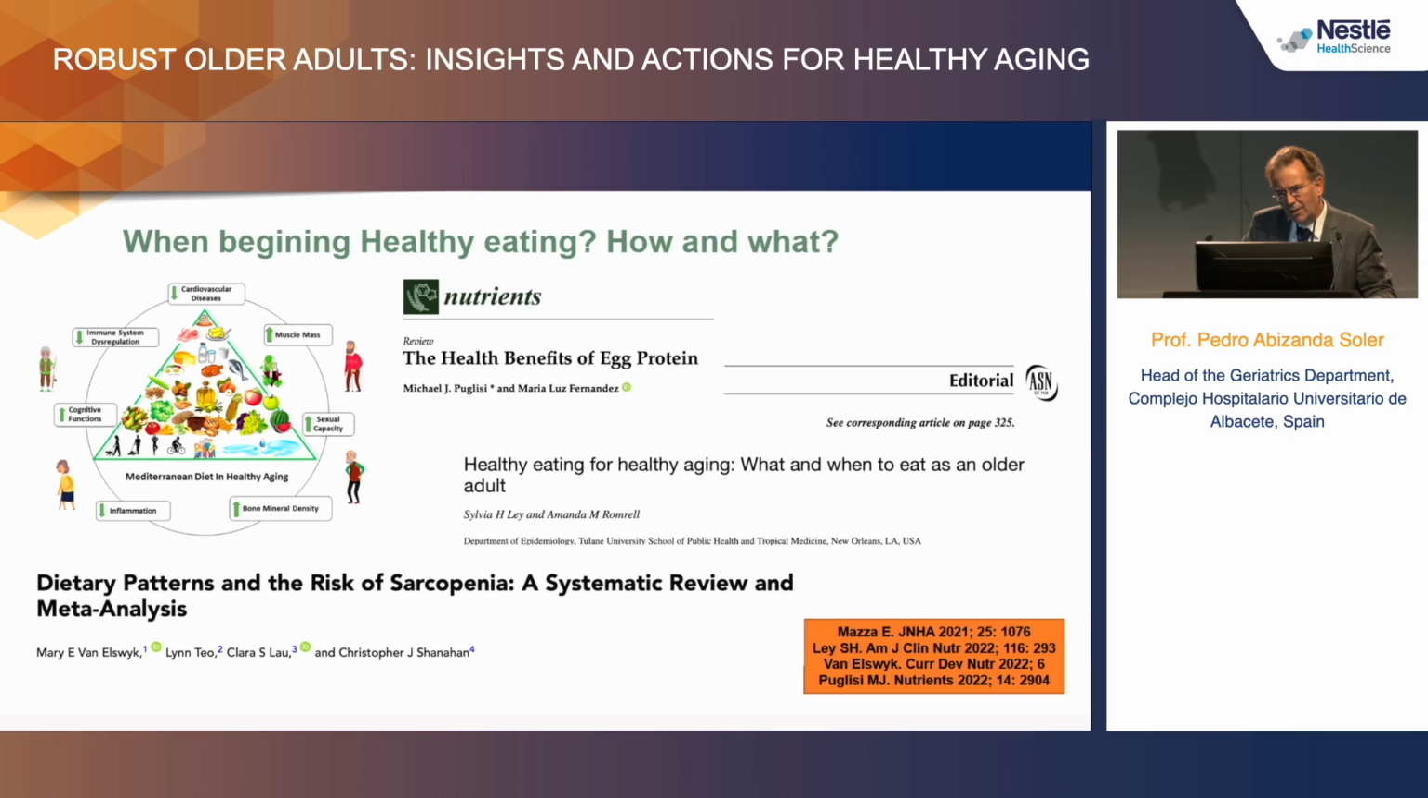But we have many questions that I think some of them will be addressed today. We really don't know when to begin healthy aging. At 30, at 40, at 50, at 60, at 80? We don't know really. And how must we eat? Which dietary patterns must we have? And what must we eat? For instance, there are some papers about egg protein or not, or which type of diet is the best one to promote healthy aging.